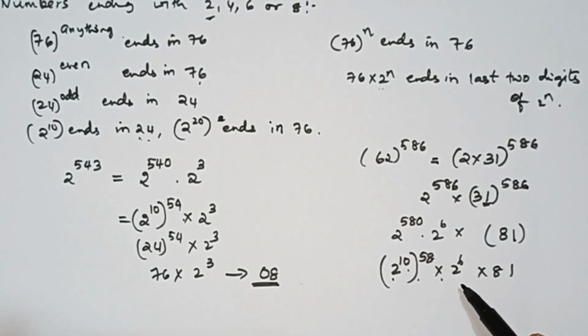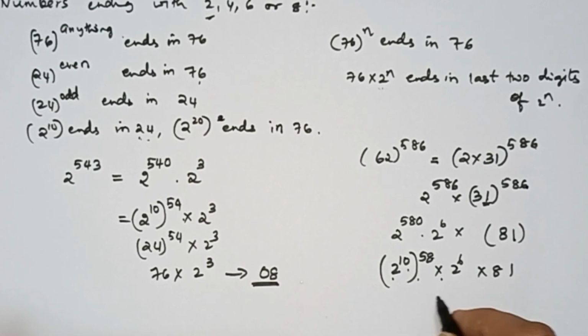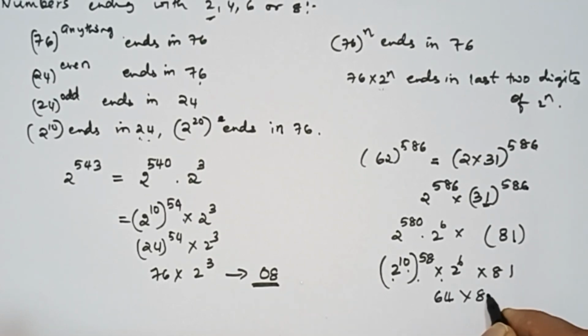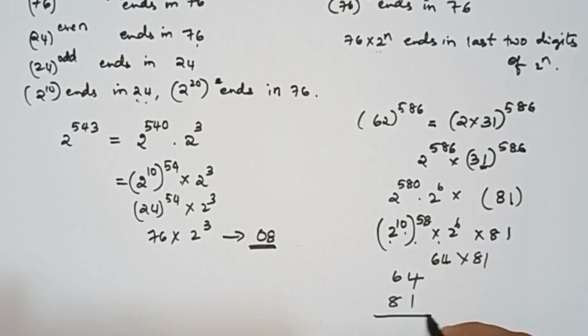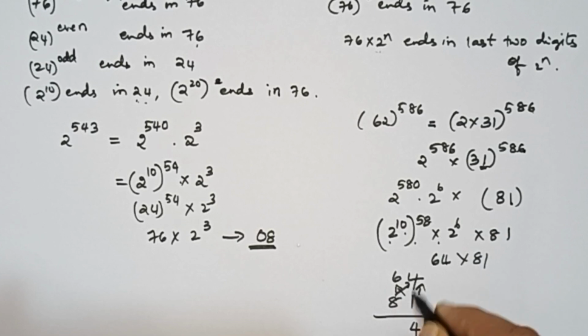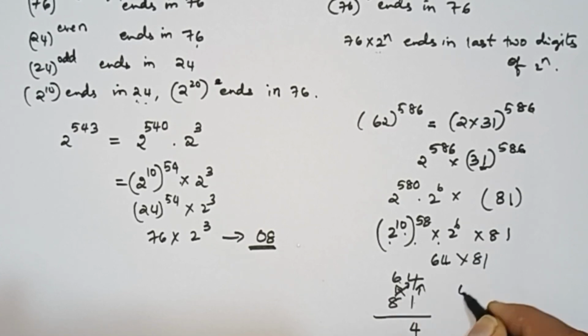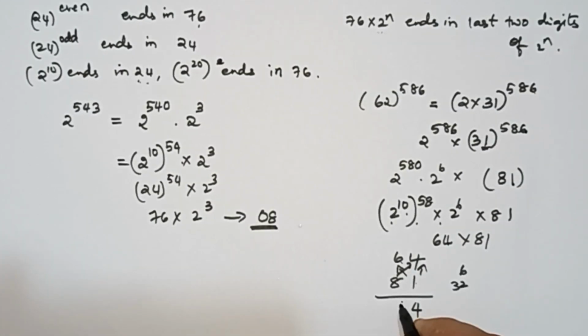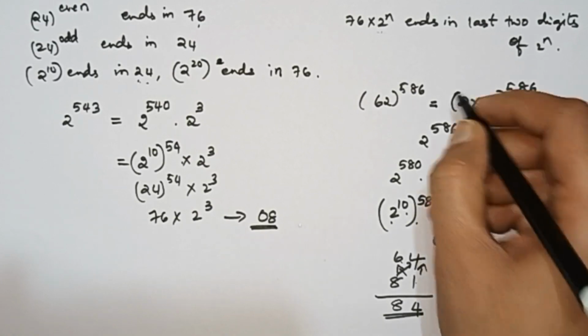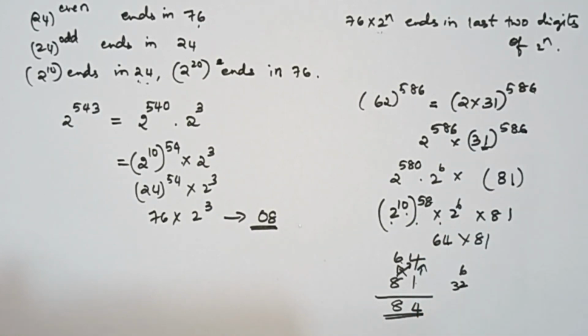2 to the power 6 value is 64. Therefore it is 64 into 81. Now I need to multiply these two to get the last two digits, that is 64, 81. Multiplication is carried out vertically and crosswise, vertical for the last digit, so 4 ones are 4. Then for the tens digit, 6 ones are 6, 8 fours are 32, so that gives you 38. So the tens digit is 8. So this expression ends in 84.